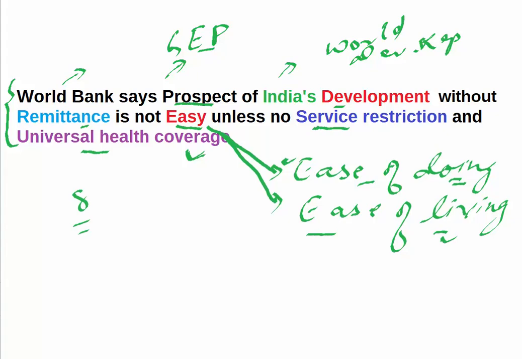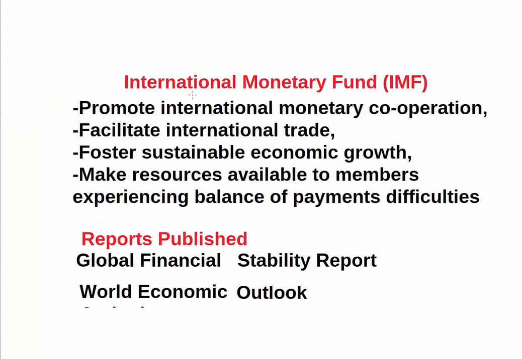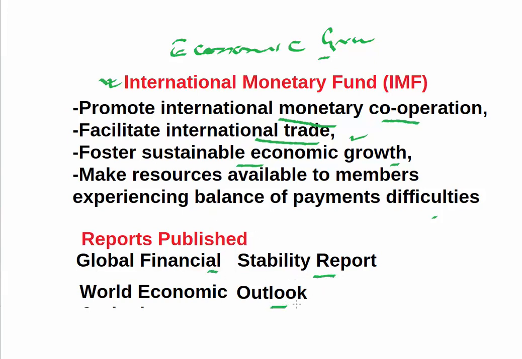Next, coming to IMF. As the name suggests, the purpose of the International Monetary Fund is to promote international monetary cooperation, facilitate international trade, foster sustainable economic growth, and make resources available to members experiencing balance of payment difficulties. Now you can see that the International Monetary Fund, or IMF, is focused mainly on economic growth. It does not give loans for development purposes. So the reports published by IMF are the Global Financial Stability Report and World Economic Outlook.